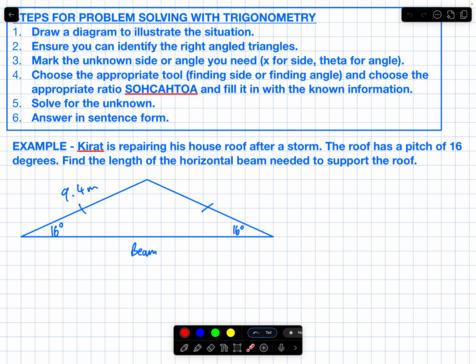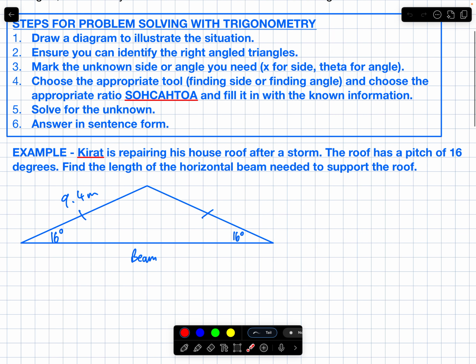For example, here, Kirat is repairing his house roof after a storm. The roof has a pitch of 16 degrees. Find the length of the horizontal beam needed to support the roof. This is what I'm finding here. The beam is going to be x. That's what I need to find. The roof has a pitch of 16 degrees. Find the length of the horizontal beam needed to support the roof.